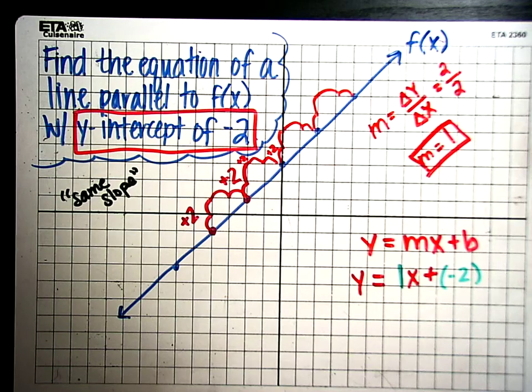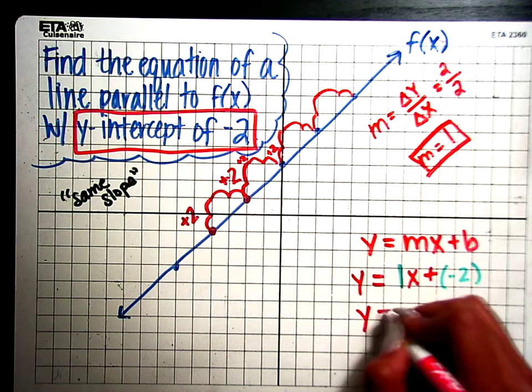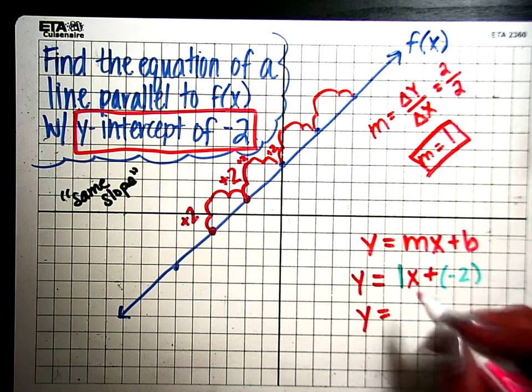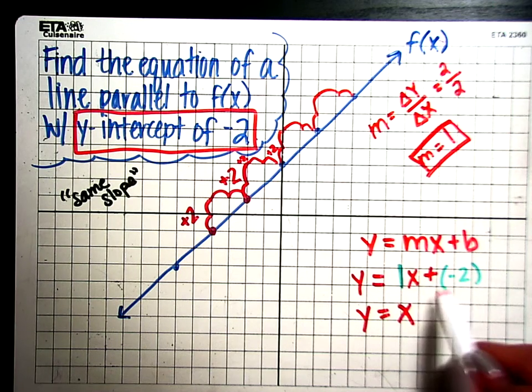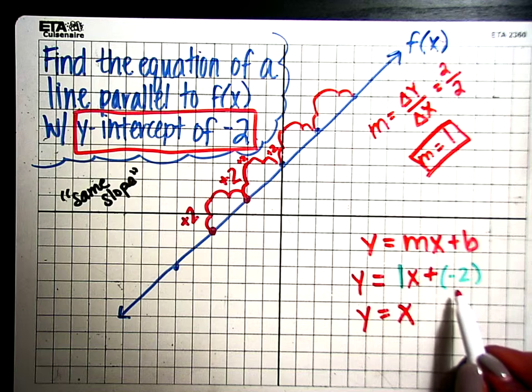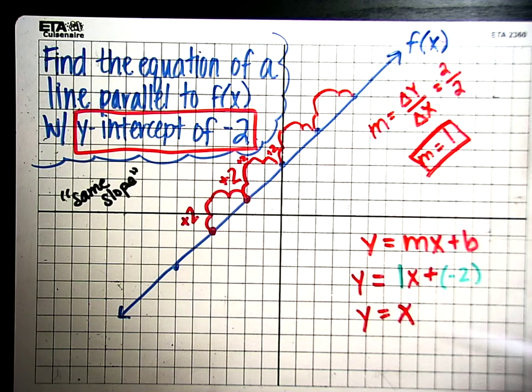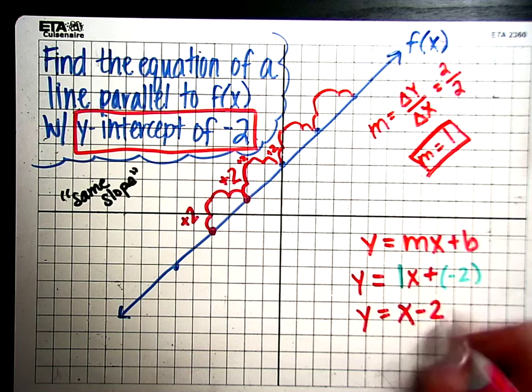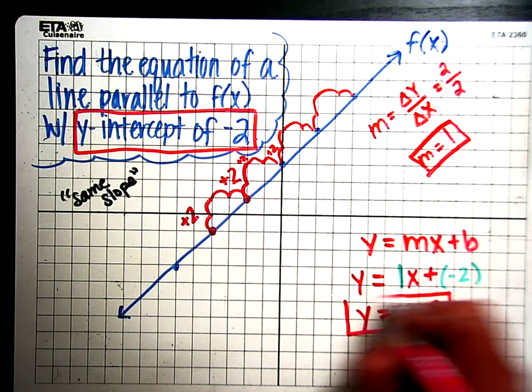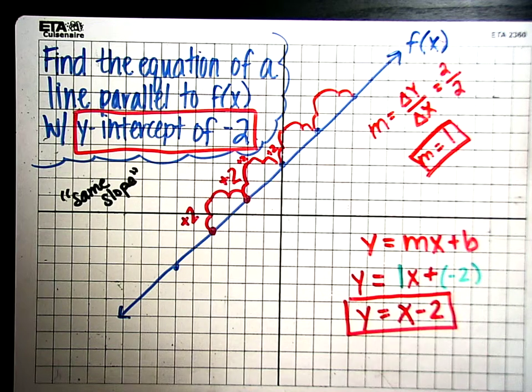Now to write that the correct way, we're just going to write y equals, mind you, we don't have to write the 1, x. Now here, when your signs are like this, we don't like to put plus and -2 because we know that negative is the same thing as subtracting. So we're just going to write x minus 2. That's my final answer for a line that is parallel to this line with a y-intercept of -2.